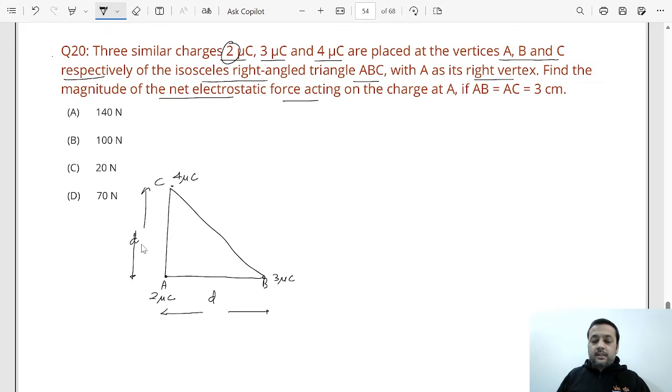Now look, what is the force applied by B on A? So B will repel A, so A will experience this type of force. And what is this force?